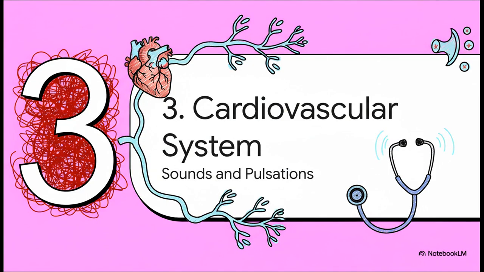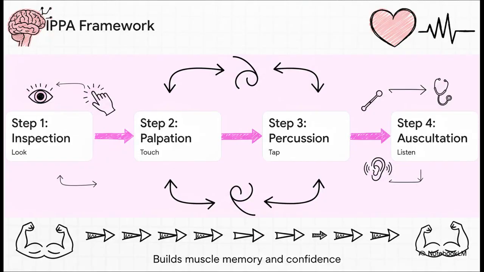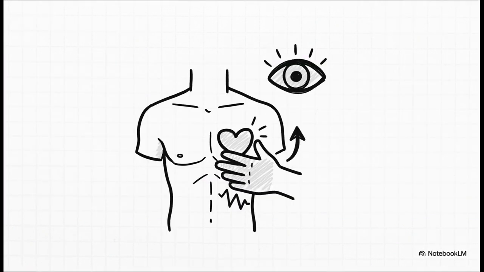Awesome. Now that we've got the respiratory system down, let's take that same exact framework and apply it to the heart and the cardiovascular system. And what do you know? It's our old friend, IPA. The process doesn't change, just the specific things we're looking, feeling, and listening for. It's this repetition that builds that muscle memory and that all-important confidence. For the cardiovascular system, inspection starts with just looking for any visible pulsations on the chest.